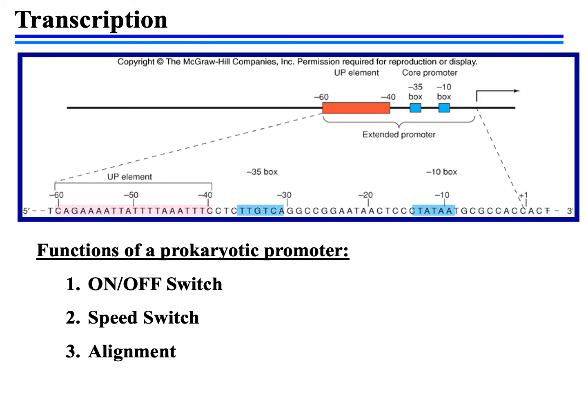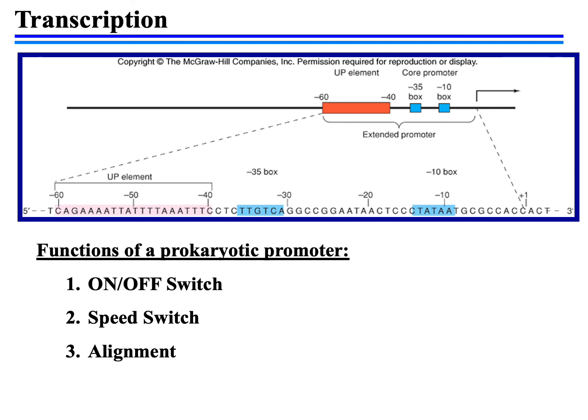Associated with that is the concept of what I refer to as a speed switch, and this just really means how efficiently transcription is occurring. Simply turning on or off transcription is one thing, but the speed switch is really efficiency. How efficient is the polymerase at binding, and how quickly can it associate and start transcription?